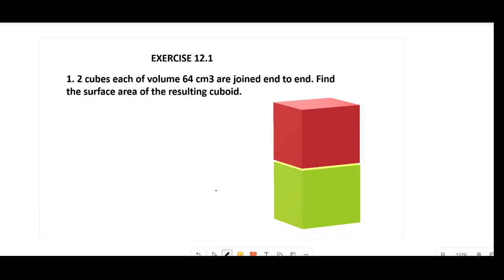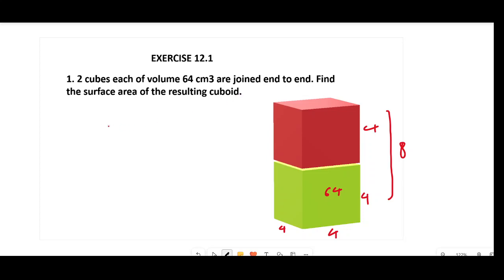Now guys, this is exercise 12.1. First question: two cubes, each of volume 64 centimeter cube. The volume is 64, so the side will be 4, 4 and 4. Now this is the same, so 4 here. If you calculate, this will be 8, this will be 4, this will be 4. Now find the surface area of the resulting cuboid.